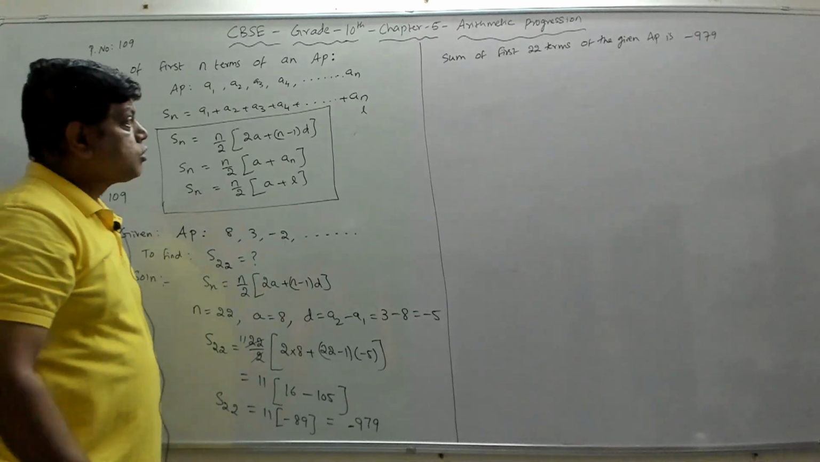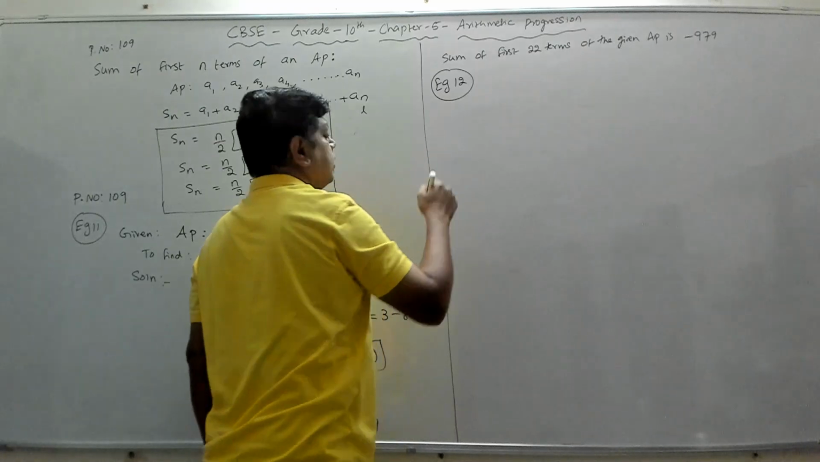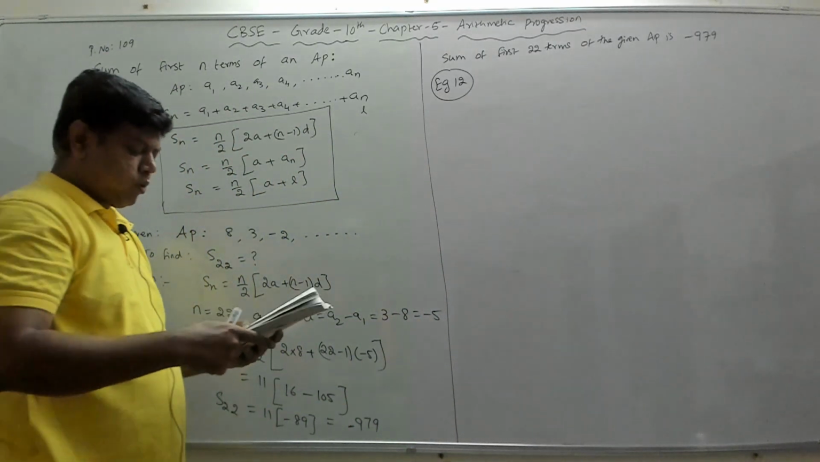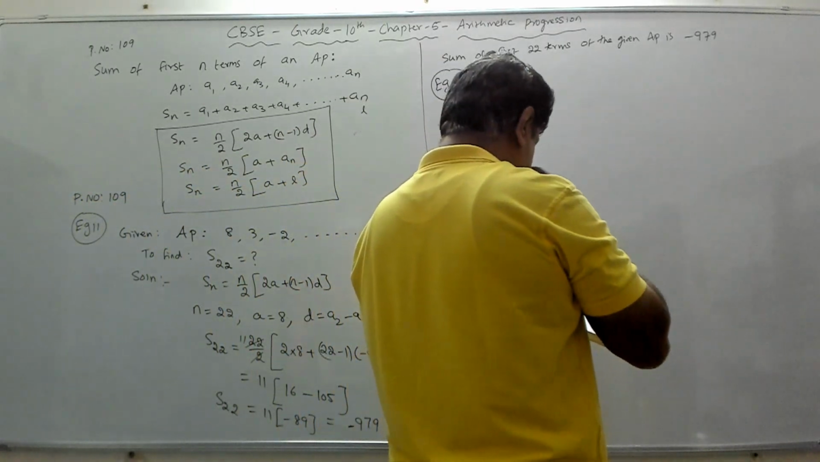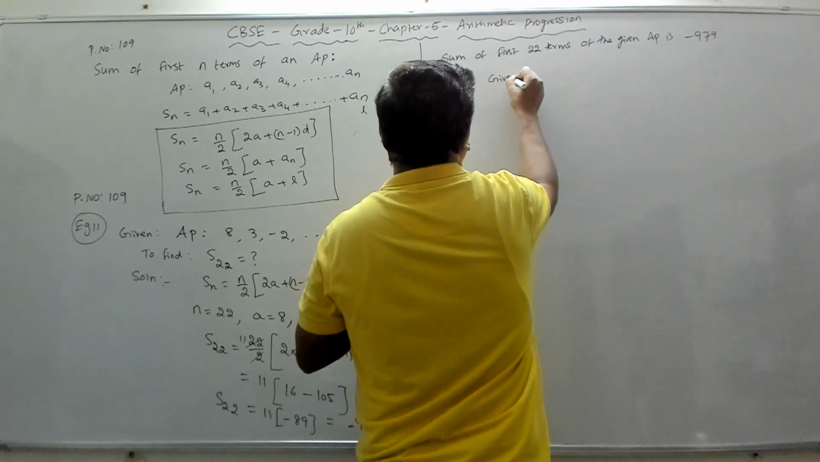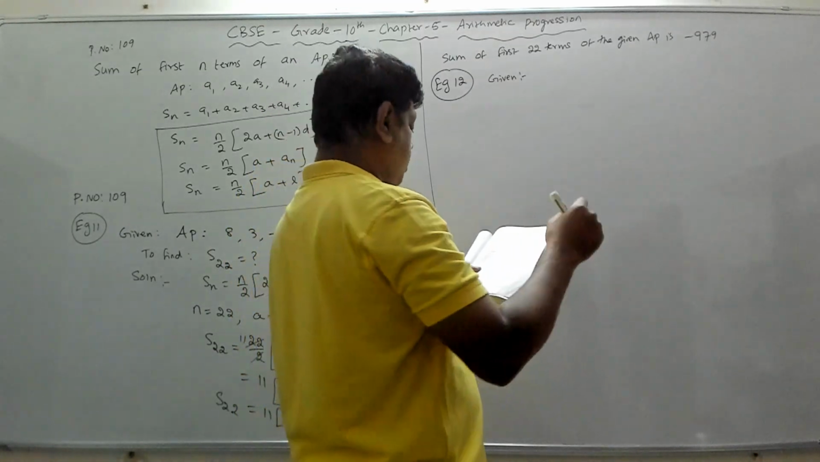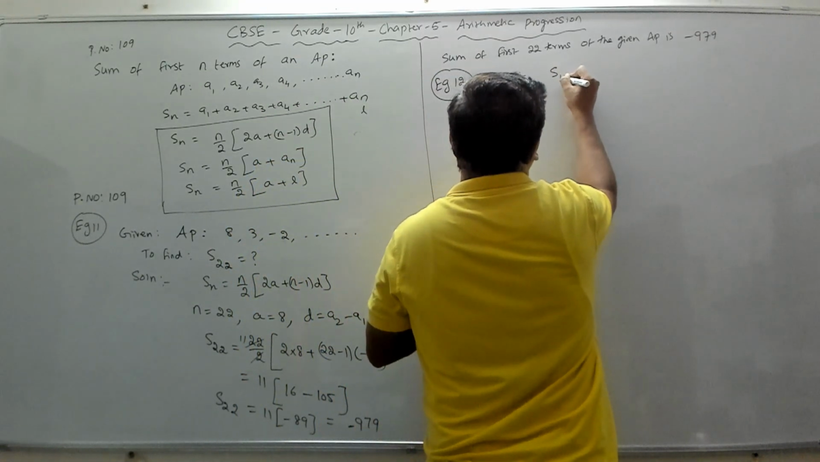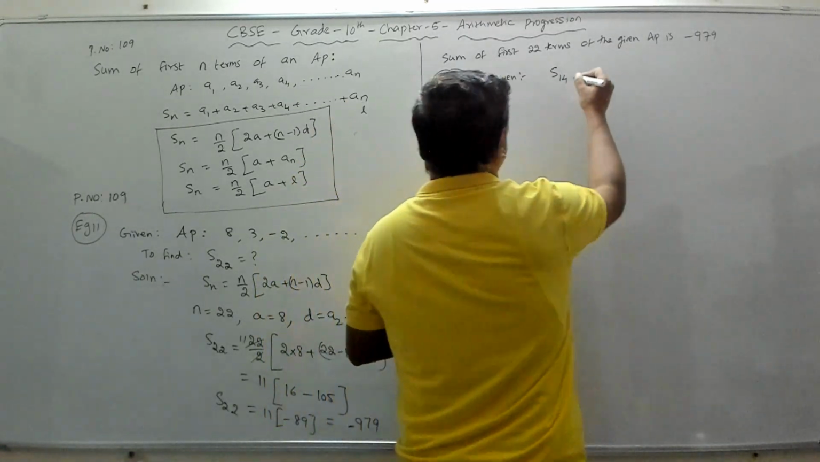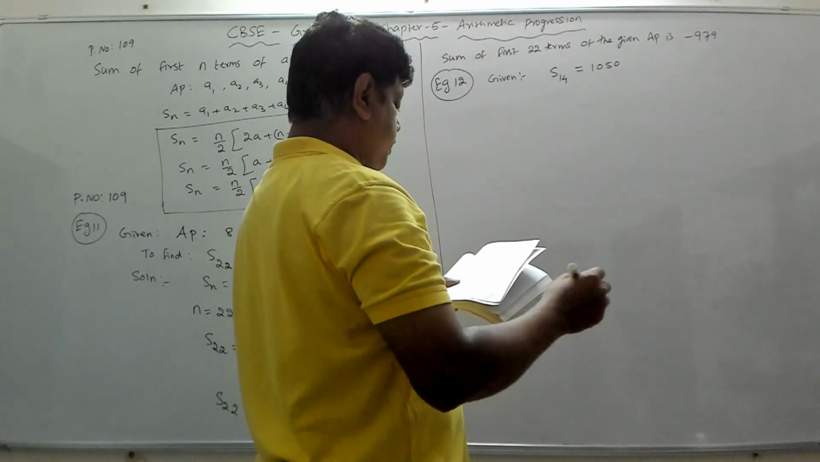Now let's go to the 12th problem, Example 12. If the sum of first 14 terms of an AP is 1050 and the first term is 10, find the 20th term. What is given in the question? The sum of first 14 terms, denoted by S14, is 1050. And its first term is 10.